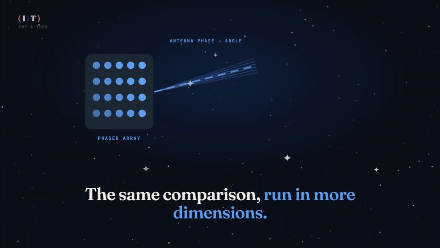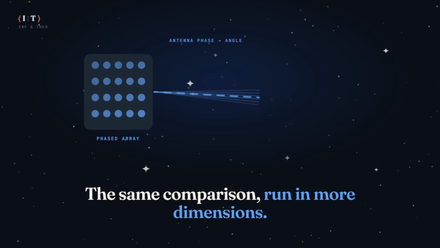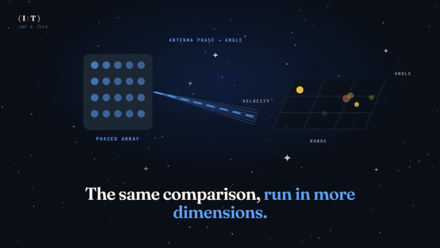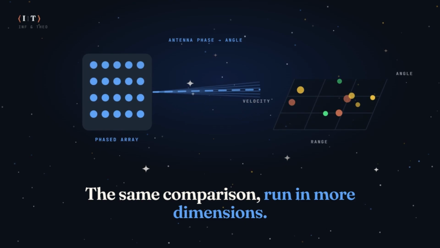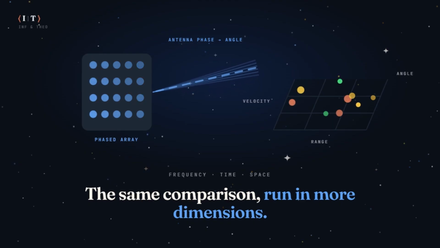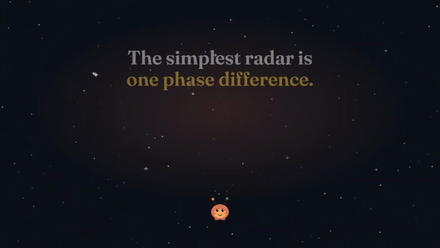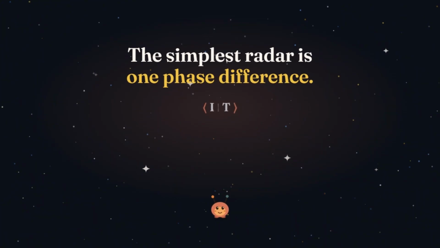It is the same comparison we just made by hand, run across frequency, across time, and across every element. Range, velocity, angle, a live map of everything moving in front of you. But it starts here. One known signal, one echo, one phase difference. Build that, then go read about the rest.